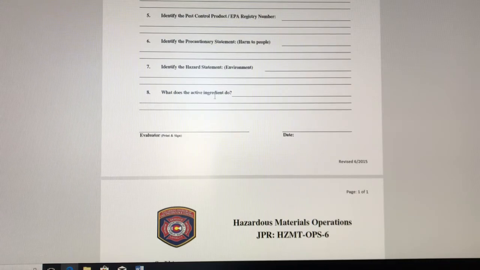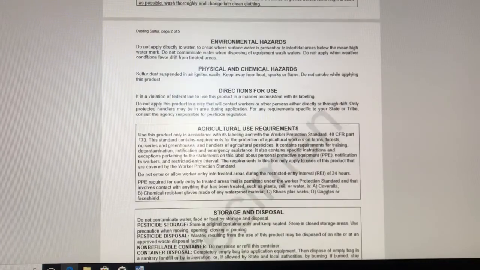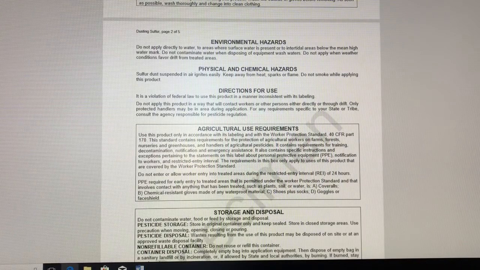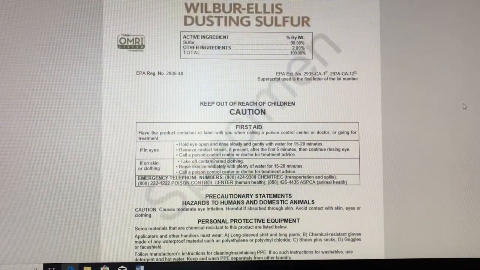Lastly, what does the active ingredient do? The active ingredient in any chemical is always going to be identified. It's usually going to be identified early. In this case, it's right below our name. The active ingredient in this dusting sulfur is sulfur. It's 98% sulfur. Don't worry about the 2% other, but its active ingredient, its primary ingredient, is sulfur.